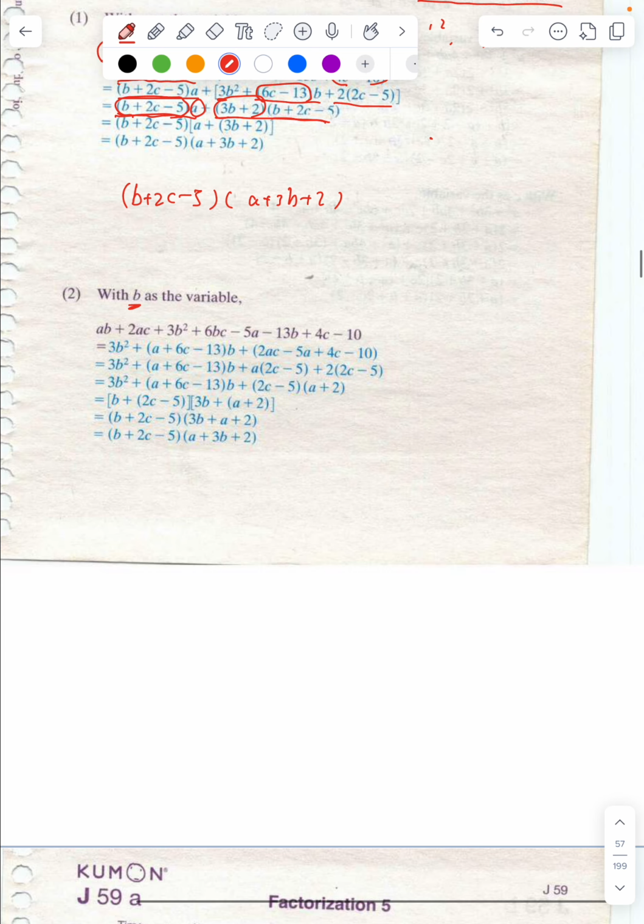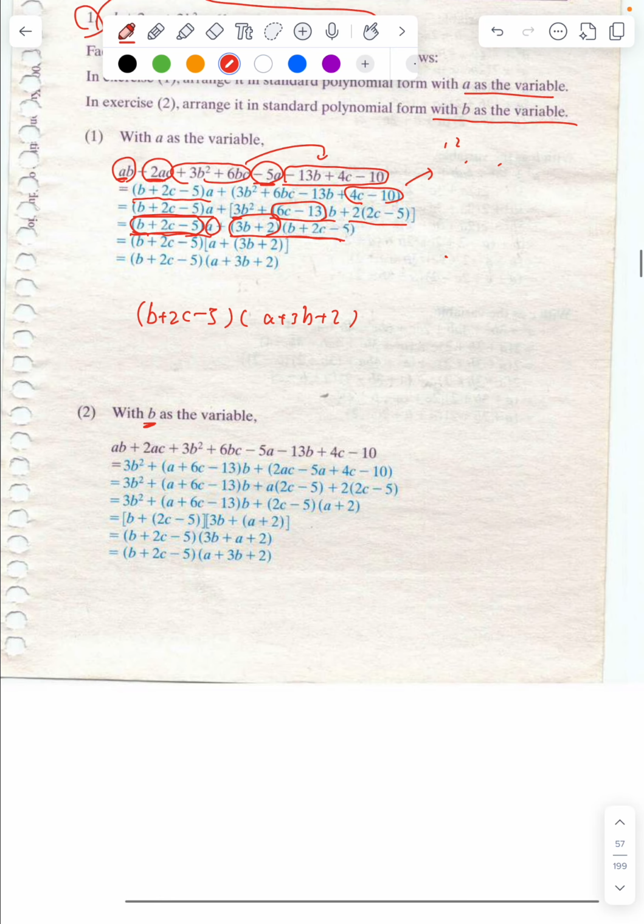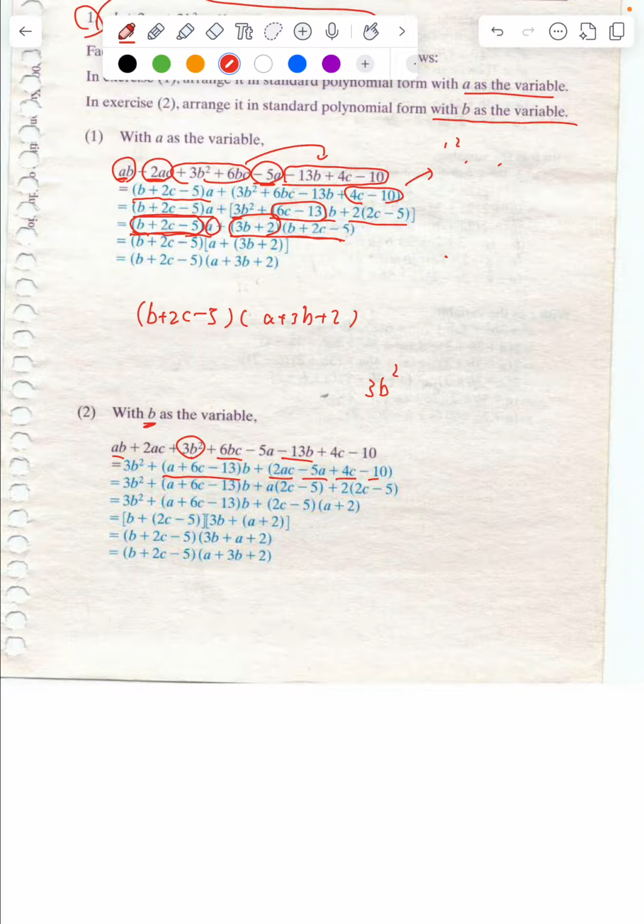Then when we have B as a variable, this is actually even simpler. We're going to take out everything that has B in it. We have 3B squared as the first one, and then everything else with B in it: 6BC, AB, and 13B. Like usual, we group them together and take the B out. So we'll have A plus 6C minus 13, times B. That's exactly what we did when we group them together. Then all the non-B terms, the 2AC, the 5A, the 4C, and 10, we throw to the back, and we're going to deal with that a little bit later.